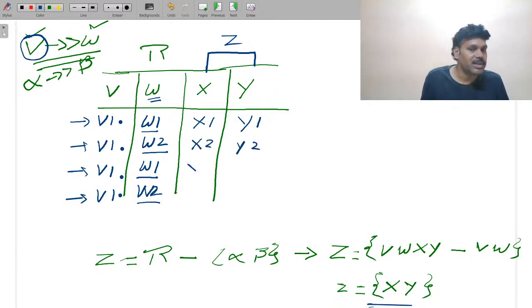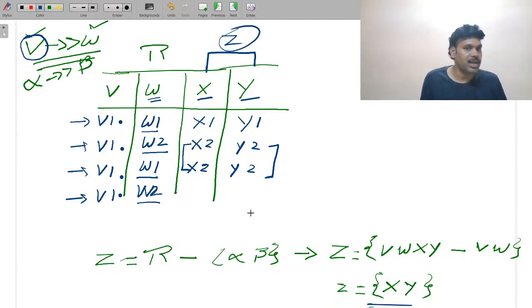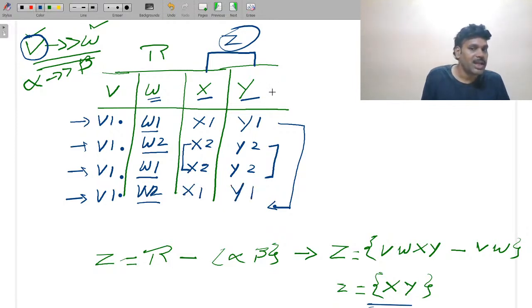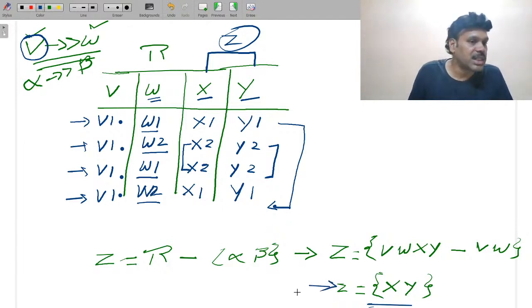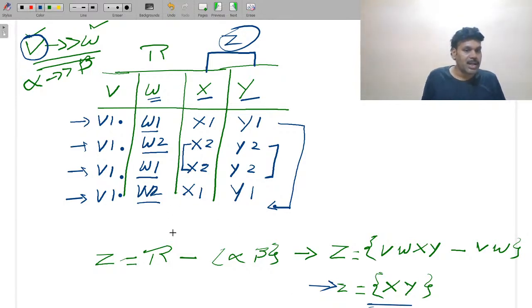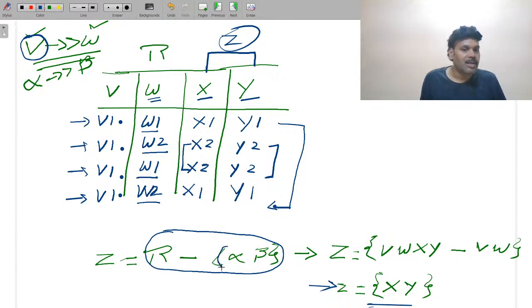If I am writing like this, then this is supposed to be exactly the same as your XY, because XY together is called Z. Now this has to repeat here. What is that? T1 dot Z is equal to your T4 dot Z. Here Z is nothing but your XY. Therefore, don't think Z is a single column. Z is nothing but R minus alpha beta combined. By doing subtraction you will get Z. It may be a single attribute or multiple attributes.